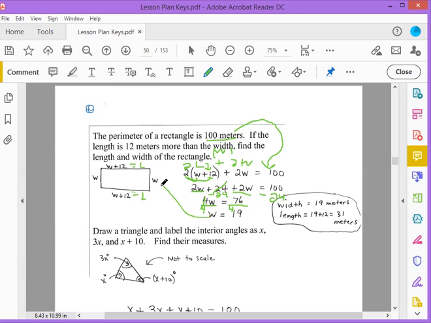Now remember, W is just the width. We still have to find the length. So to find the length, we would substitute 19 for W and add 12. So 19 plus 12 will give us our length, which is 31 meters. So our length is 31, our width is 19.